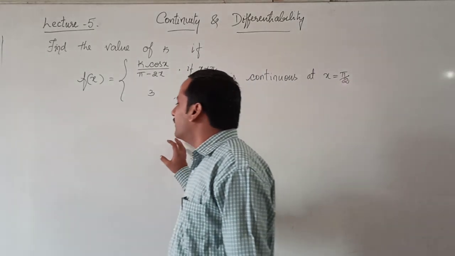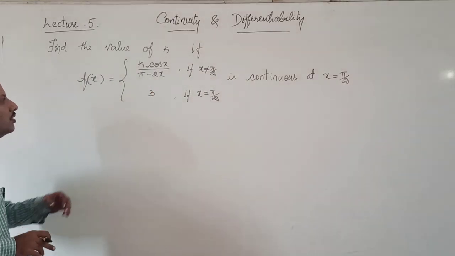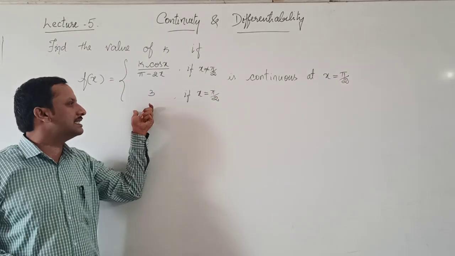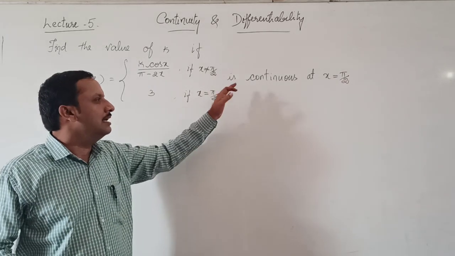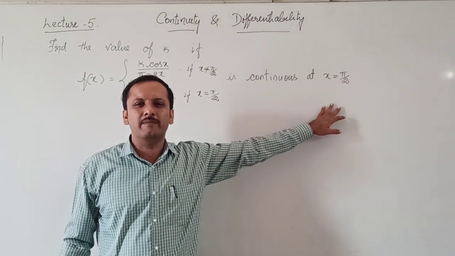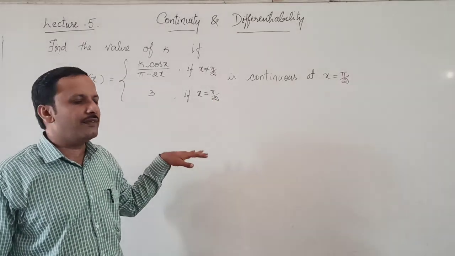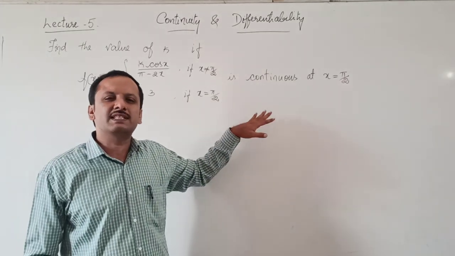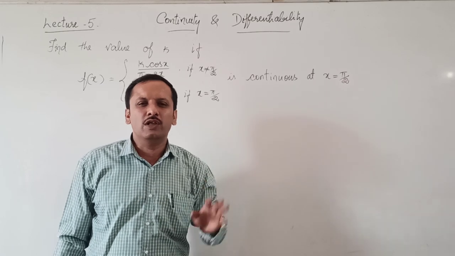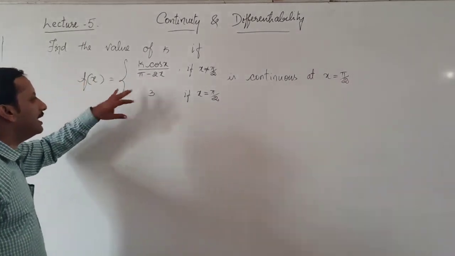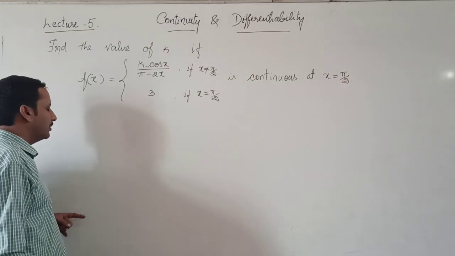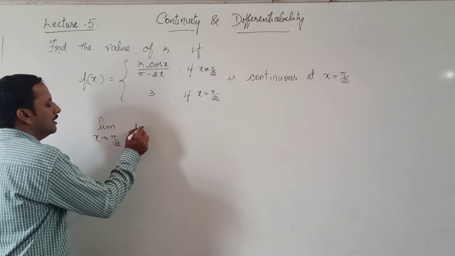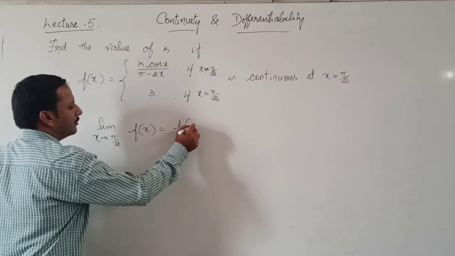Find the value of k if f of x is equal to k cos x by pi minus 2x whenever x is not equal to pi by 2, and it is 3 when x is equal to pi by 2, is continuous at x equal to pi by 2. Here, in the question itself, it is mentioned that this function is continuous at x equal to pi by 2. So if it is continuous, then what is the value of k? That's what they are asking. Since the function is already continuous at x equal to pi by 2, I can directly write limit x tends to pi by 2 f of x is equal to f of pi by 2.